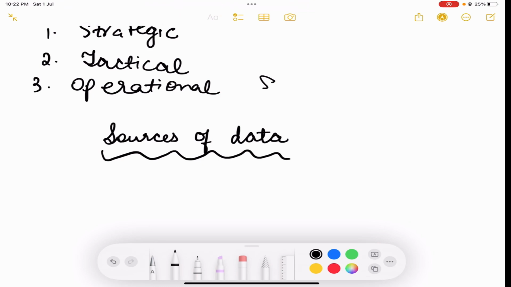In case you're not able to understand anything in the revision, that's because you haven't done the chapter properly. So make sure to check the description box below and watch the chapter explanation video first, and then you can come and watch this video, as that will be more helpful.